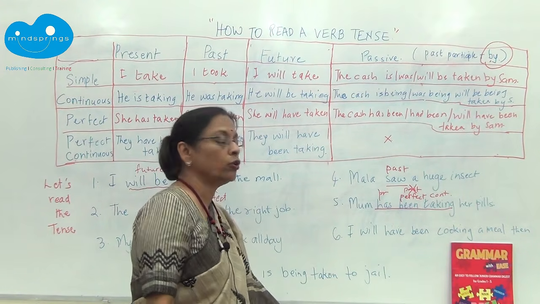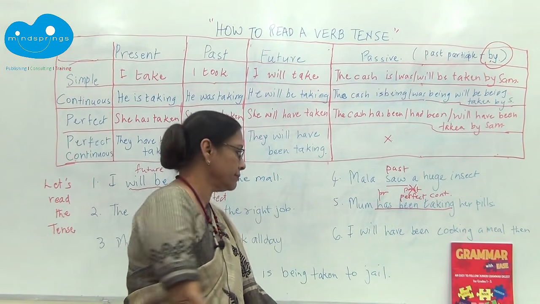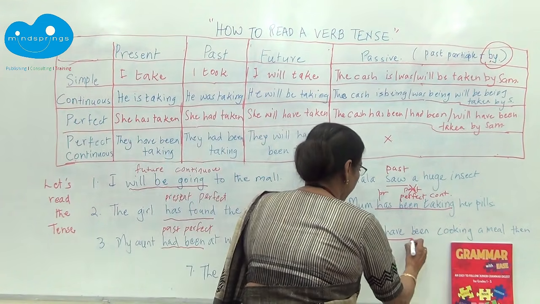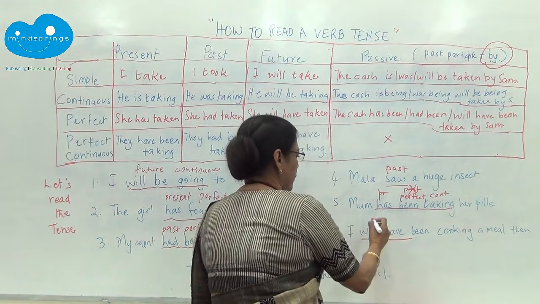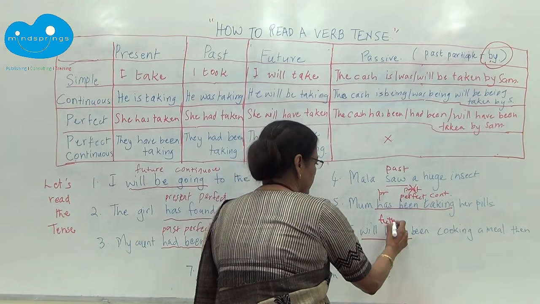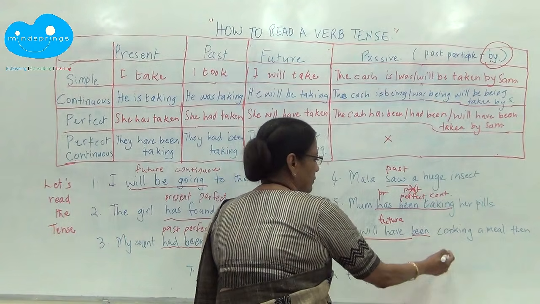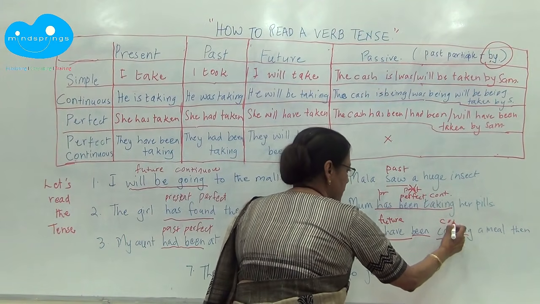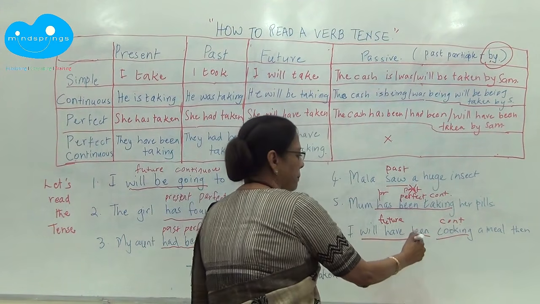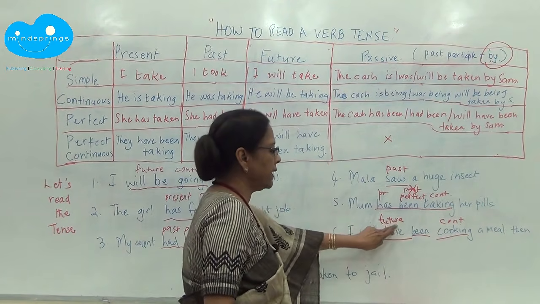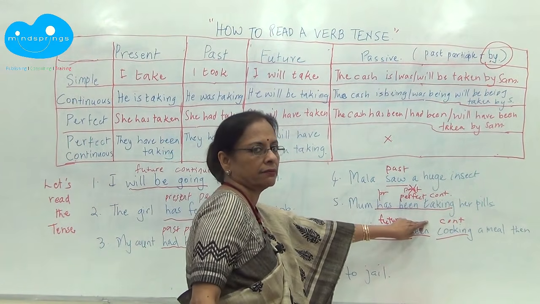I will have been cooking a meal then. Will have, future, continuous. See ing. Been, past. Can I say future past continuous?